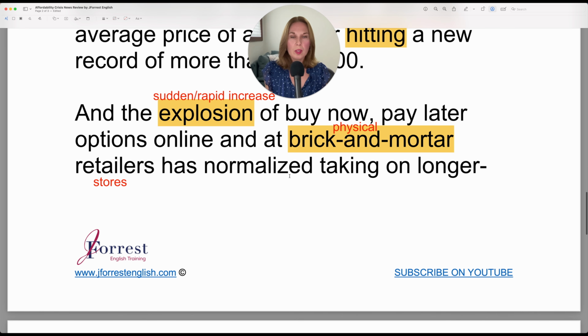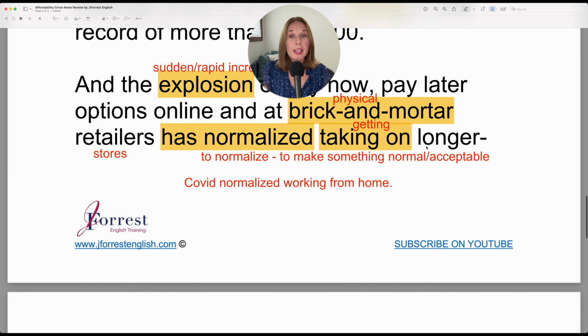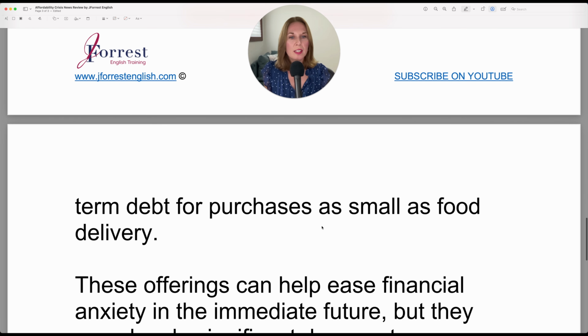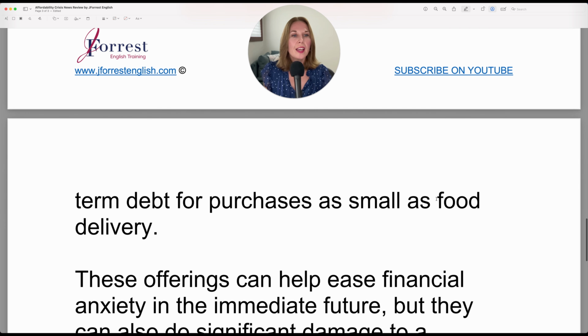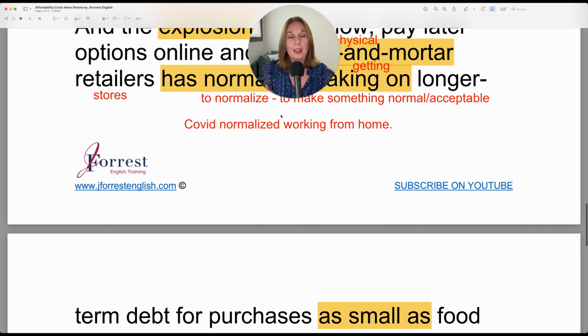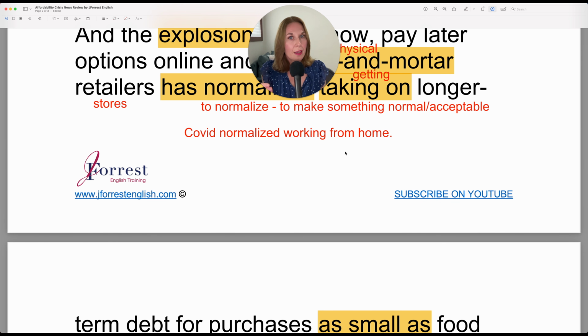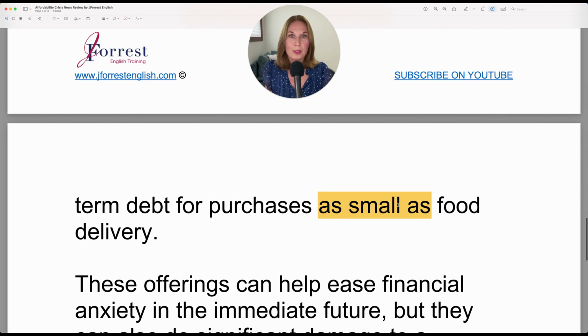So for example, COVID, we talked about COVID being a game changer for the negative, but COVID normalized working from home. It made it normal and acceptable. So that's the verb to normalize. So these options have normalized taking on longer term debt for purchases as small as food delivery. So they're saying you can even do a buy now, pay later. So get a loan essentially to have a hamburger delivered to you. So that's what they mean as small as. They're giving you an example of something very minor, something that your parents or grandparents would think it's crazy to take a loan. Buy now, pay later is essentially a loan to have a hamburger delivered to you.